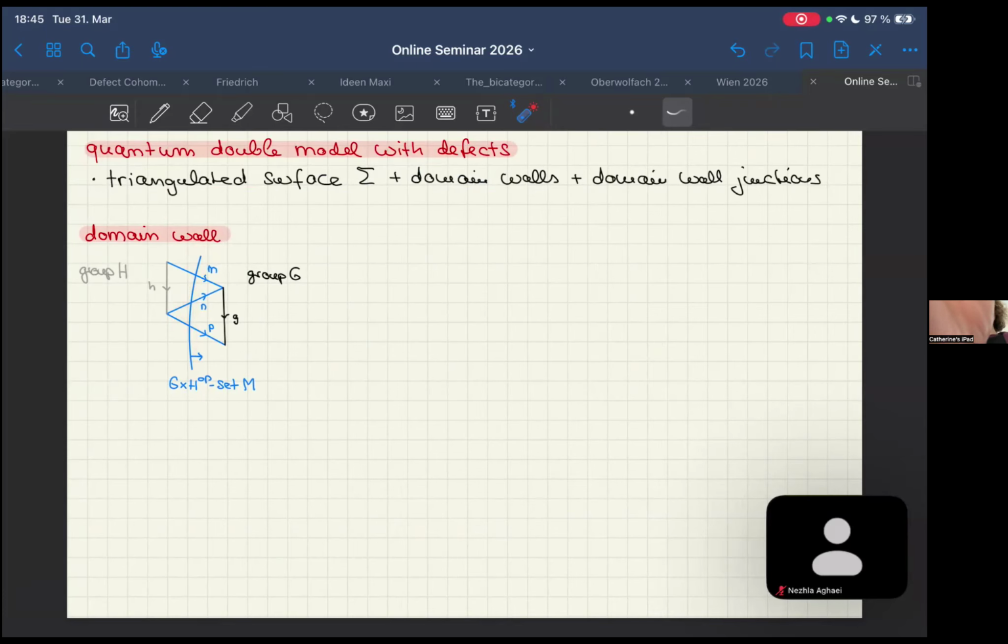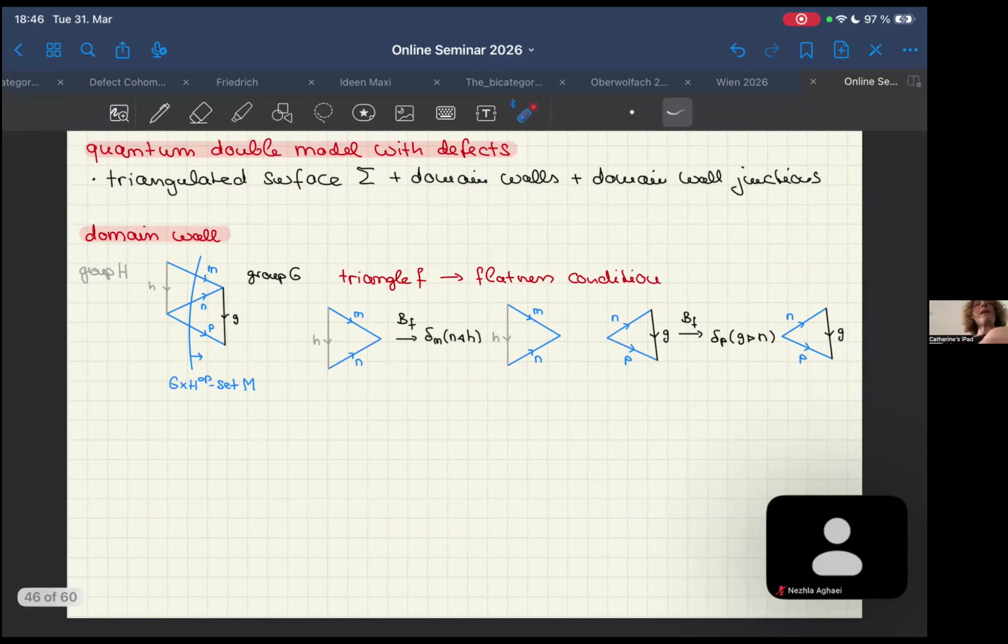We say we put on the right a group G and on the left some group H, and the domain wall itself gets labeled with the set M. And because the domain wall is oriented, we orient all the edges that intersect the domain wall in the direction of its orientation. And then we get mixed triangles that have 2 blue sides and 1 black or gray side. And here we can play the same game.